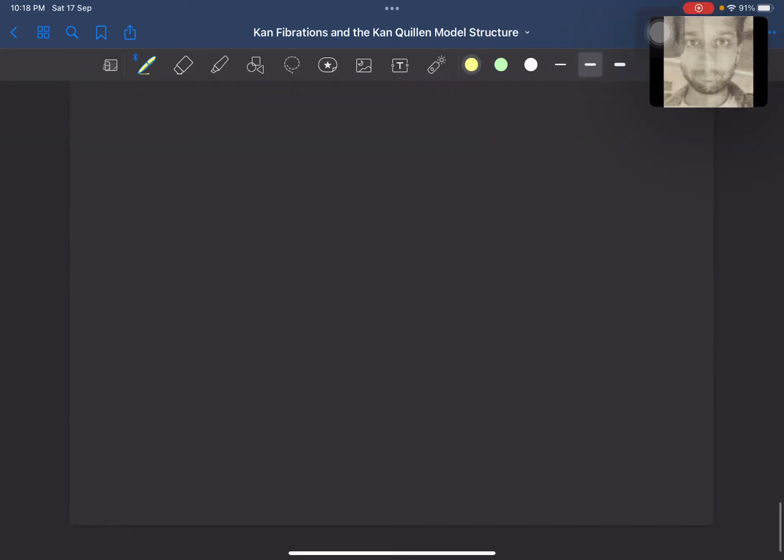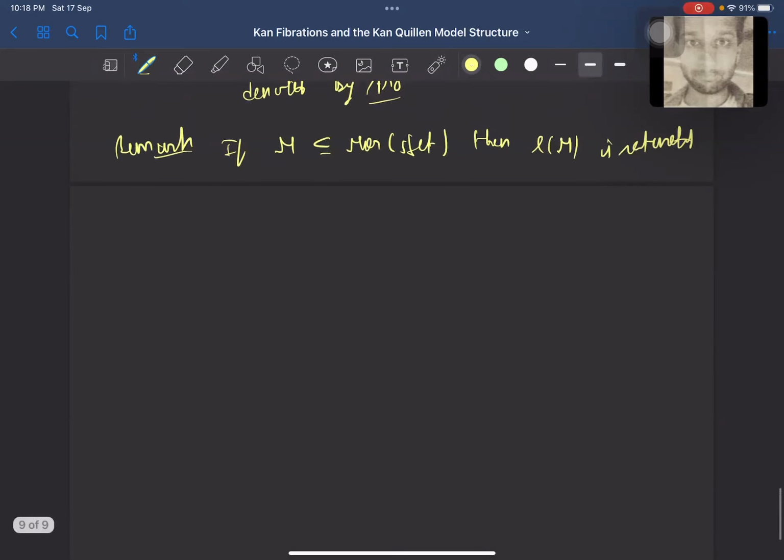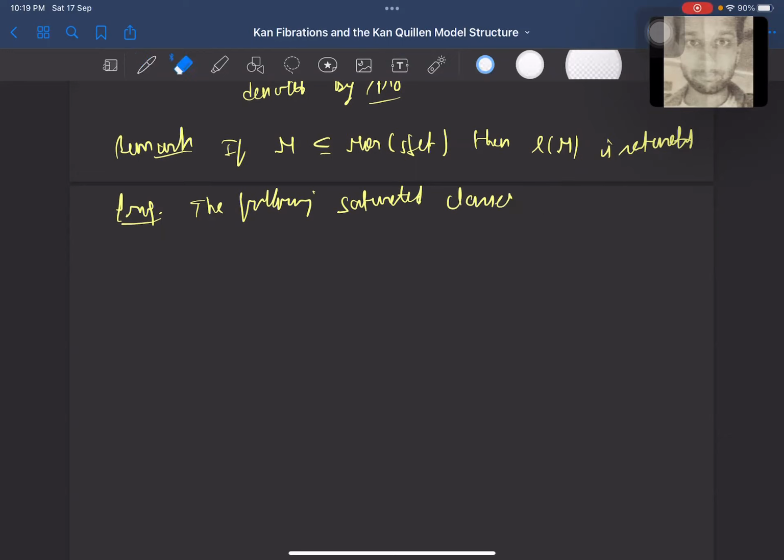So okay, here's a proposition. The following saturated classes of surfaces coincide. I won't give a proof.